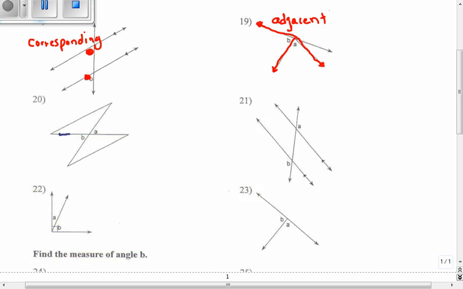Okay, number 20. Angles A and B are what? Vertical, because they are across the x. And we know that vertical angles are always congruent. Okay, number 21. Are they on the same side or different sides? Different sides. So alternate. Are they inside or outside the parallel lines? So alternate exterior.